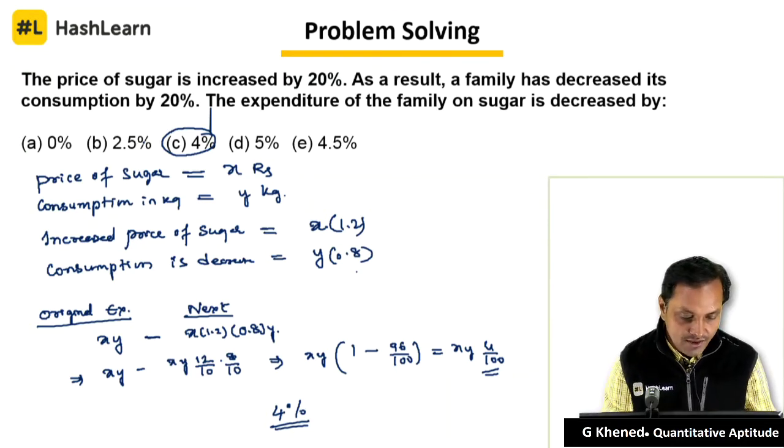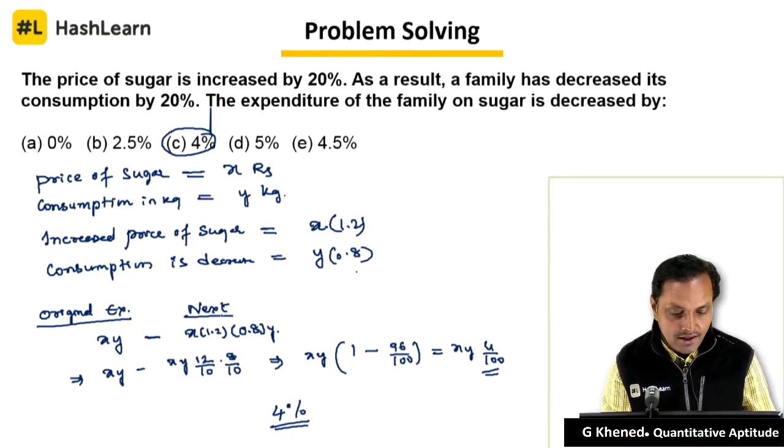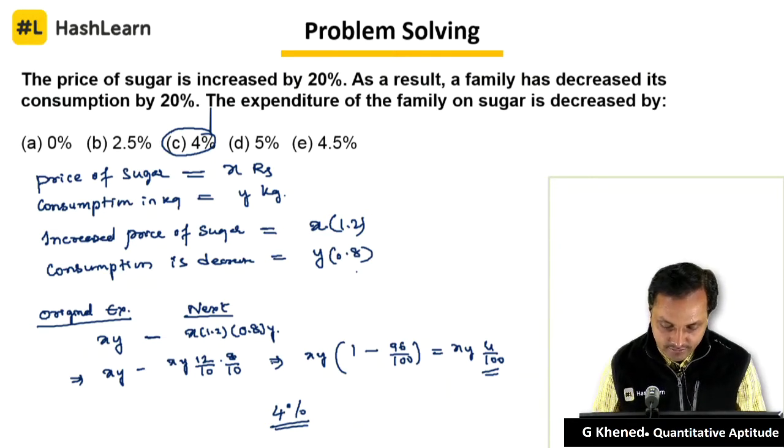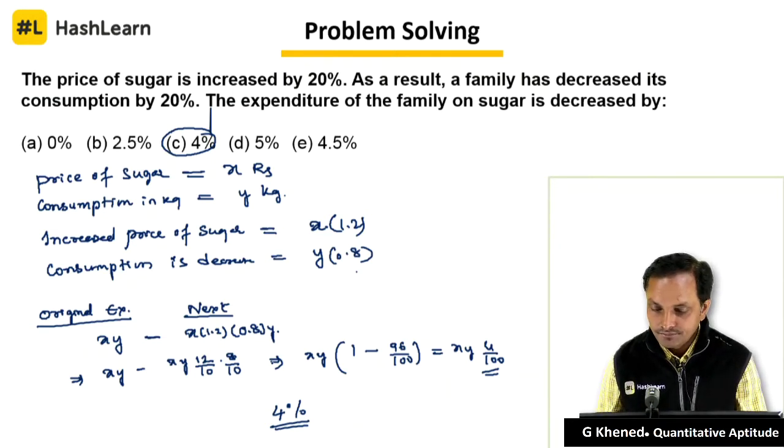So XY was the original, and the next, what happens when the consumption is decreased? That will be 1.2 into X, 0.8 into Y. That should give you the final answer to be 4%. Is that okay? Let us go to the next problem.